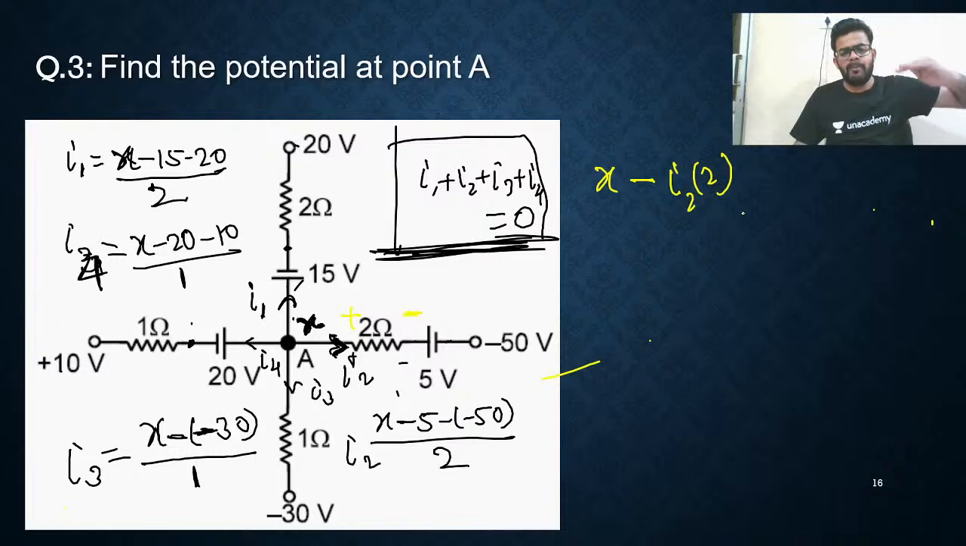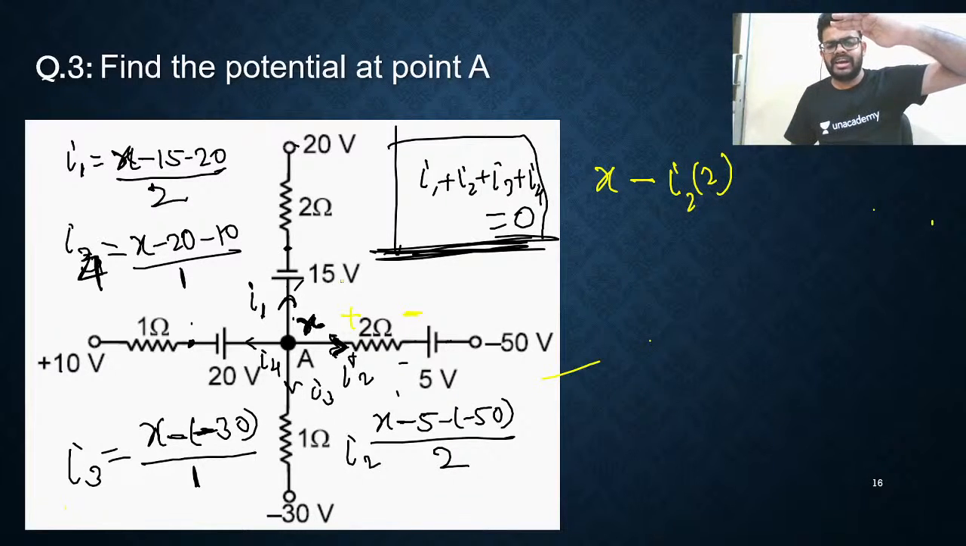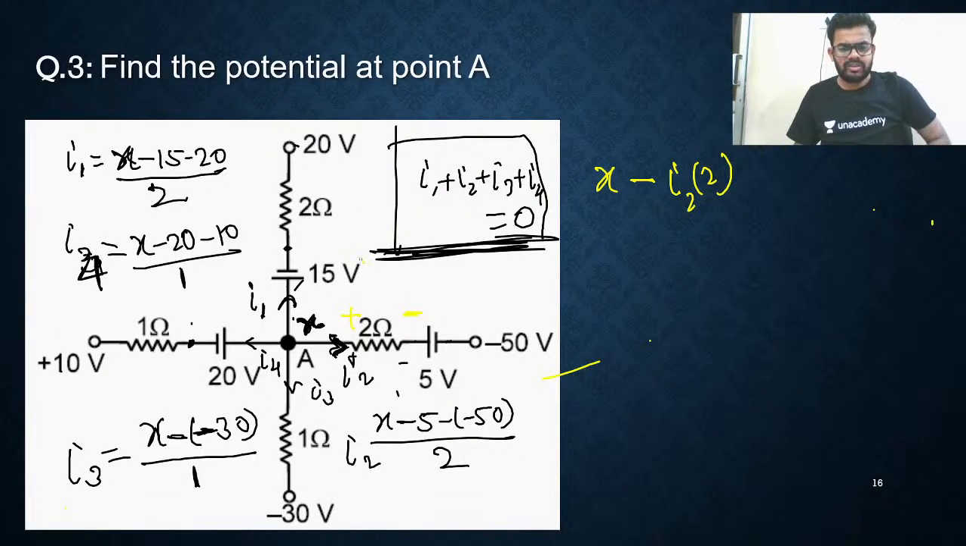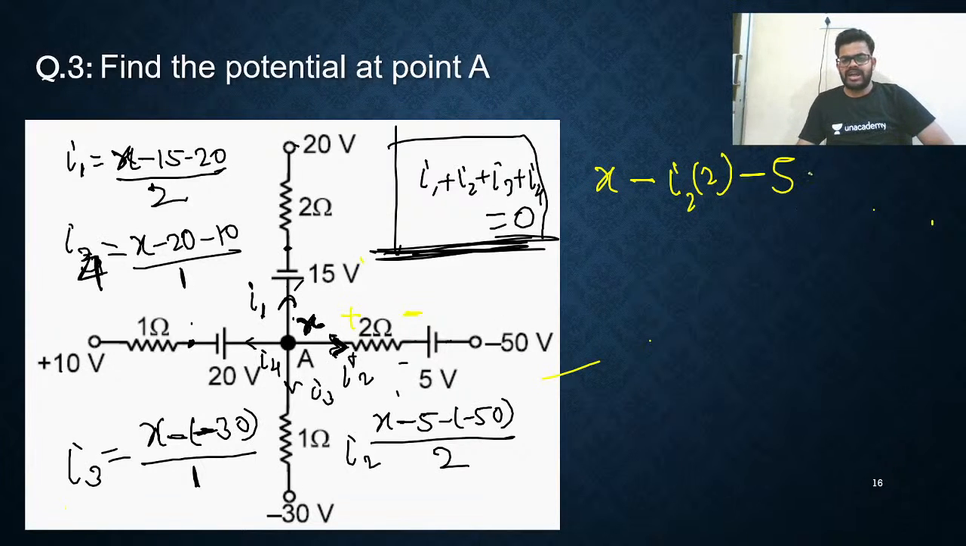No problem. Now the positive polarity of the cell is there and current is coming out of negative, right? So current is entering into positive and coming out of negative. So you'll write -5. And finally, it is written there 50. So that will be equal to -50. Got it? Means from X, if you decrease this and this, you will get this.